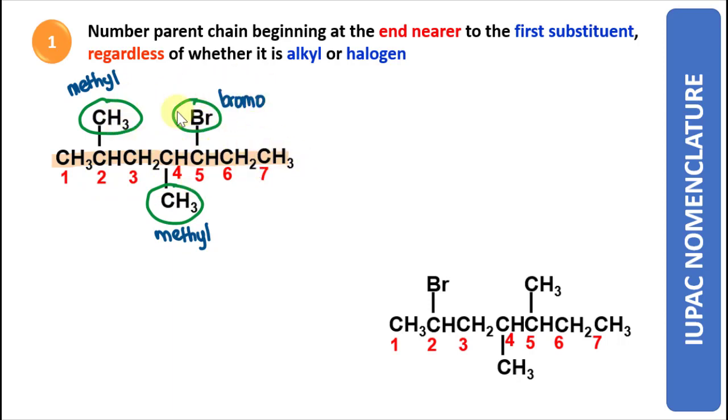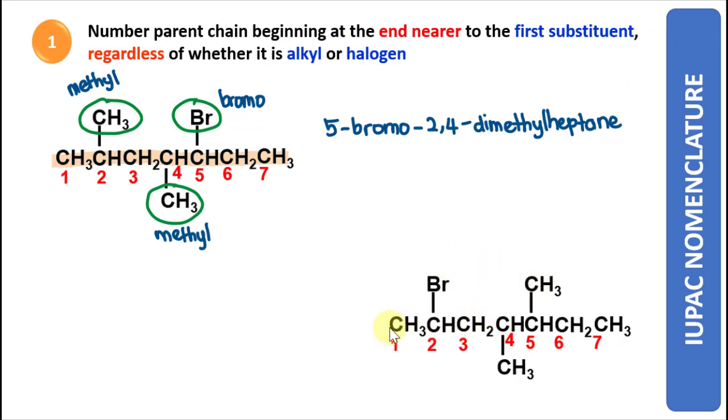So we are going to write it down as a single word. Since B comes before M alphabetically, we have to put the bromo in front. So as a single word, the IUPAC name for this compound is 5-bromo, since the bromine is attached to the fifth carbon, 2,4-dimethyl, since we have two identical methyl substituents on the second and fourth carbon. Remember to use the prefix di. And then heptane, because the longest carbon chain is 7 and the suffix is ane.